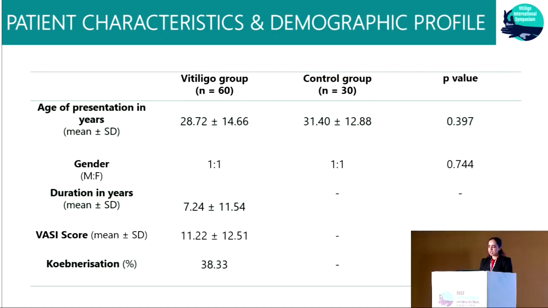Patient characteristics and demographic profile. The age of presentation in the vitiligo group was 28.72 years and in the control group was 31.40. Both male and female patients were equal in both the groups. The mean duration of vitiligo in the vitiligo group was 7.24 years. The mean VASI score was 11.22. And koebnerization as a clinical marker for disease activity was present in 38.33% of patients.